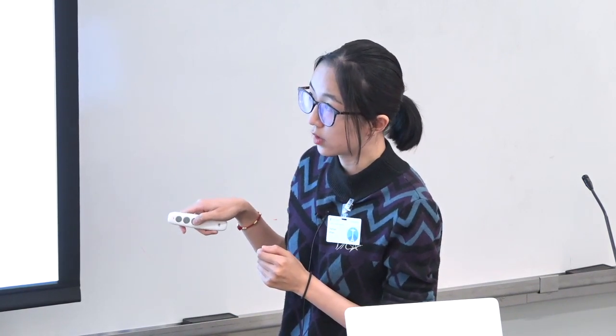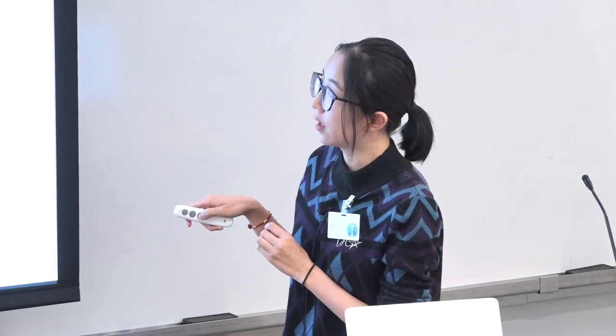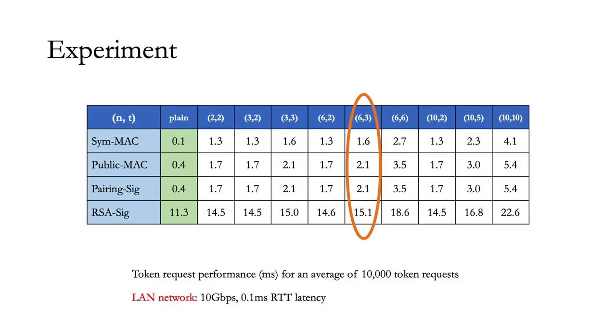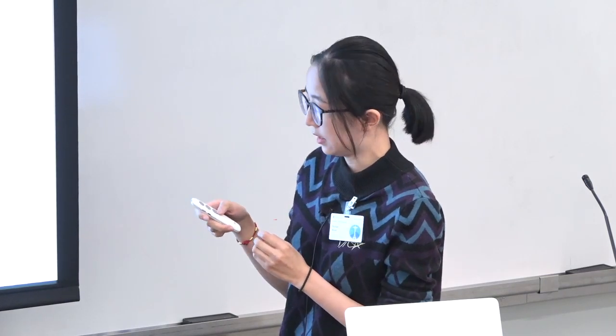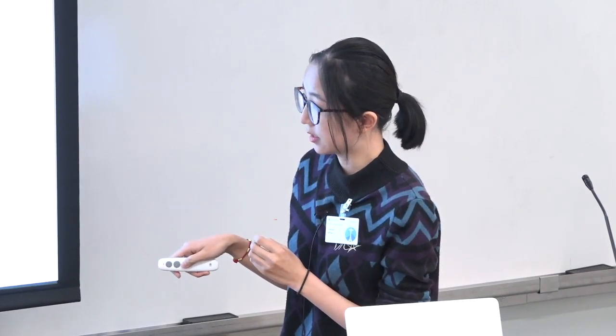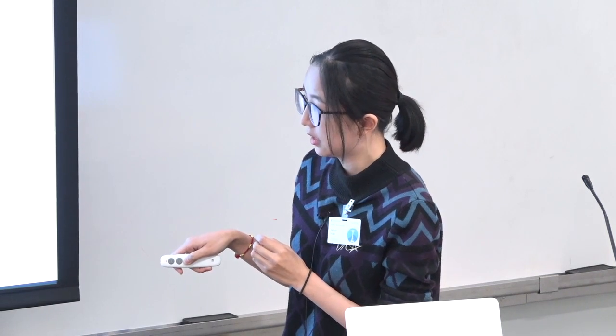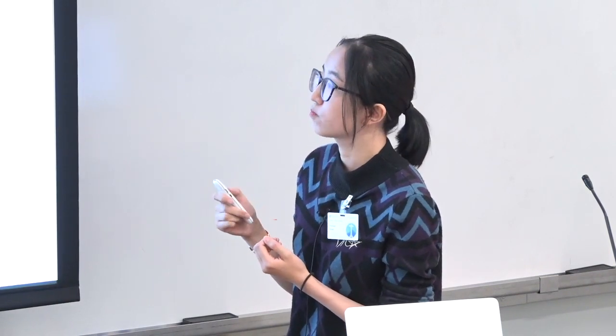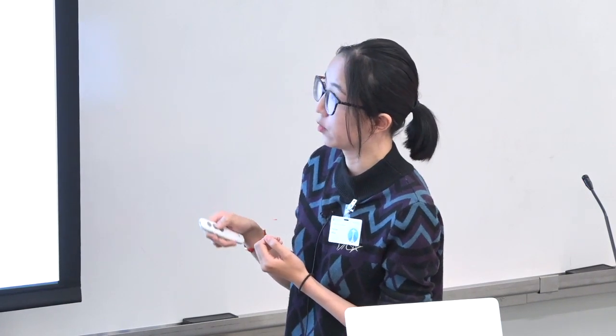I will explain what a plain setting is in a second, but for the rest of the columns, every column is a different setting. For example, in this setting, it means there are 6 servers, and the threshold T is 3. So it is the number of servers and the threshold. And it is the performance in a LAN network with this much network bandwidth and 0.1 milliseconds round-trip latency.